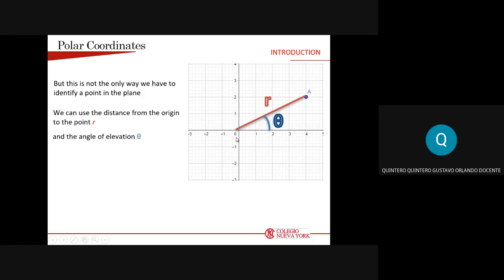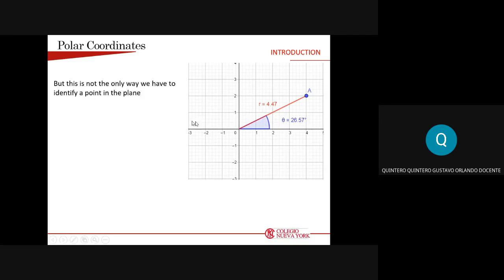Remember, the coordinates of the number before were 4, 2. But now those coordinates can change and still represent the same number. These are called polar coordinates. Beautiful. In our case, these are the coordinates for our point. Look, we have an angle of elevation of theta equal 26.57. This is the angle of elevation. I did this with some mathematical software that gave me the angle of elevation.